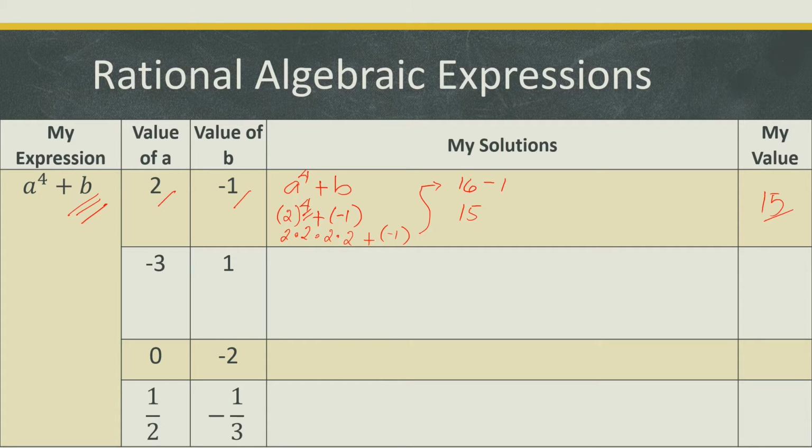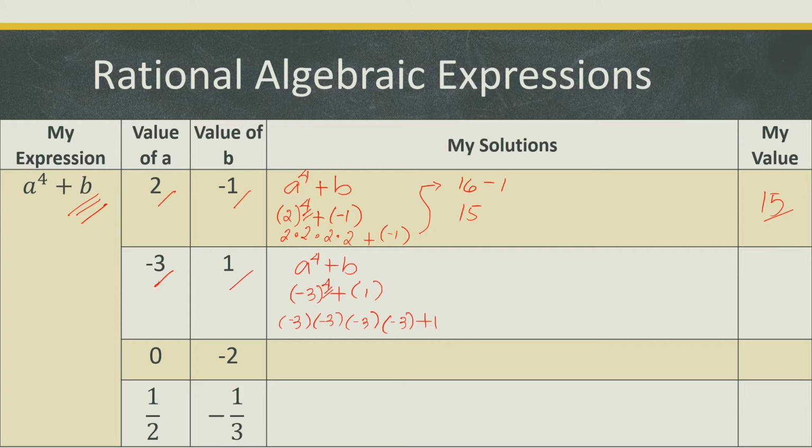Next, paano naman kung ang value ng a ay negative 3 at ang value ng b ay 1? So, first, copy the given expression. A raised to 4 plus b. And then, palitan mo na, substitute. Ano ang value ng a? Negative 3. Raised to 4 plus ang value ng b, 1. So, ilang beses mo ita-times si negative 3 sa sarili? 4 na beses. So, negative 3 times negative 3 times negative 3 times negative 3 plus 1.